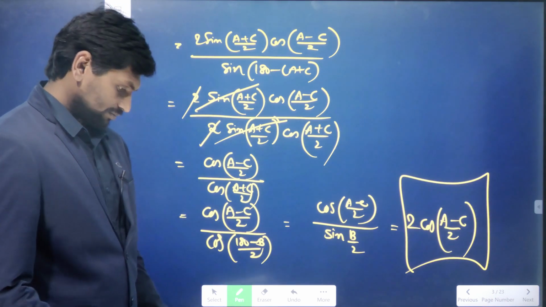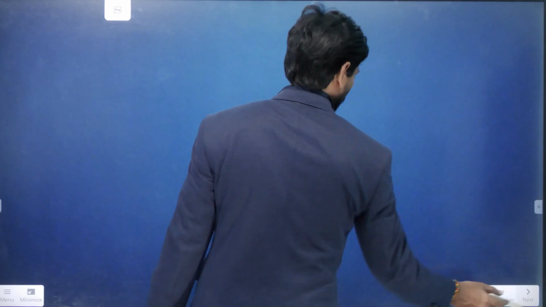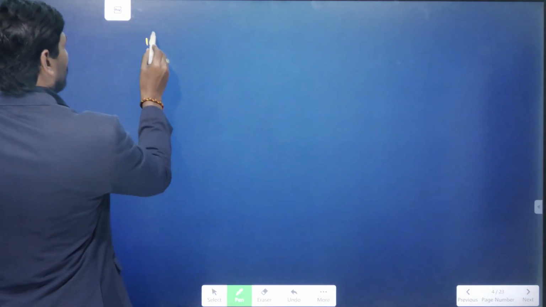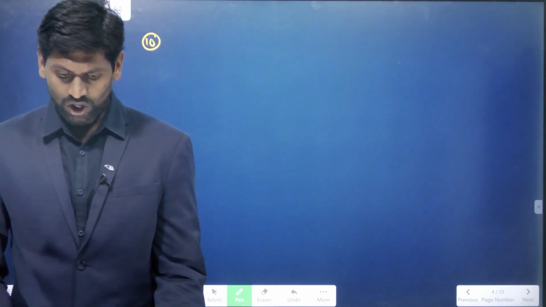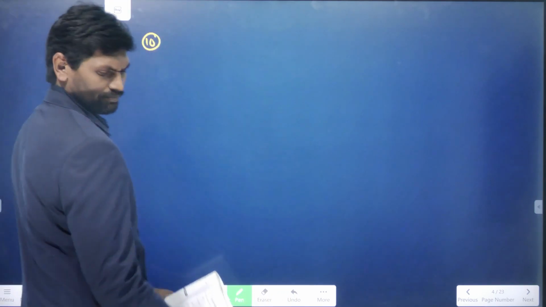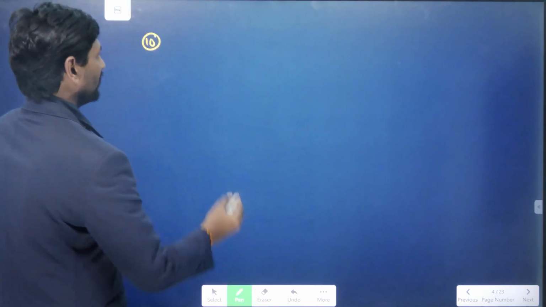Let us go to the next problem. The 10th problem is given that, in a triangle ABC, cot A plus cot B plus cot C by 2.